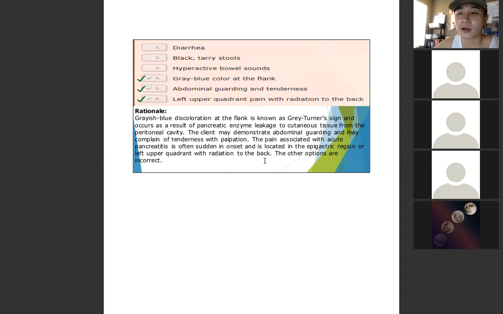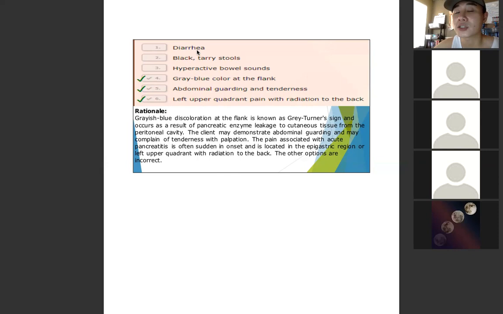The other options are incorrect. So let's see why 1, 2, 3 are not. Number one, diarrhea is not because patients with pancreatitis are usually NPO. And when they eat food, it's in so much pain, so they don't eat the food anymore.